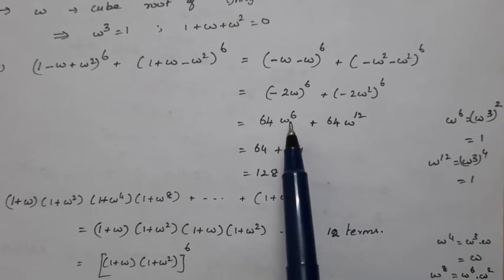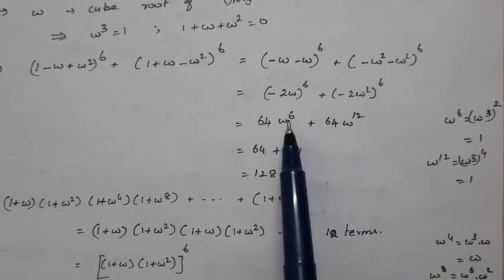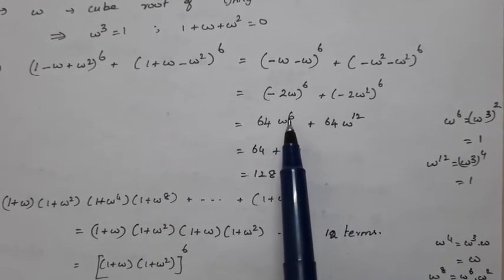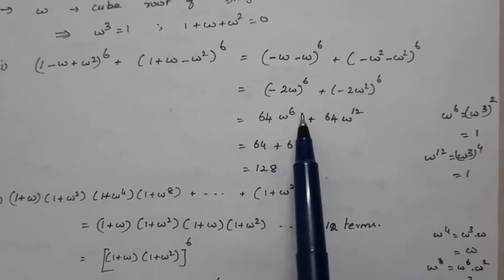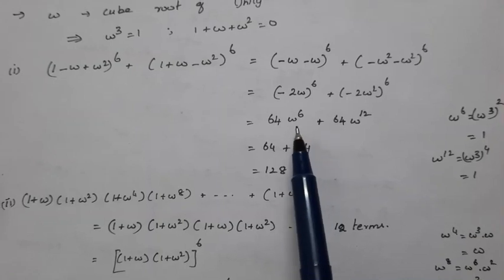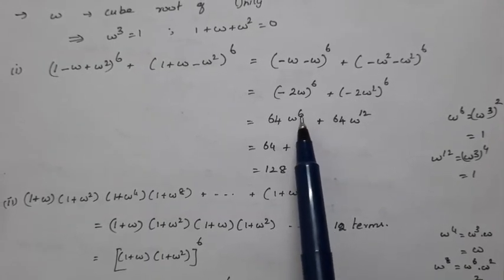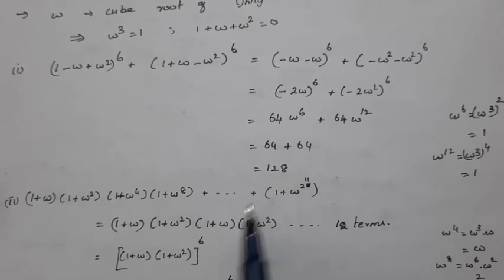So whenever omega is a cube root of unity, and the power is other than 2 or 1, divide it by 3 and then take the remainder. And if it is an exact multiple of 3, the value will be equal to 1.